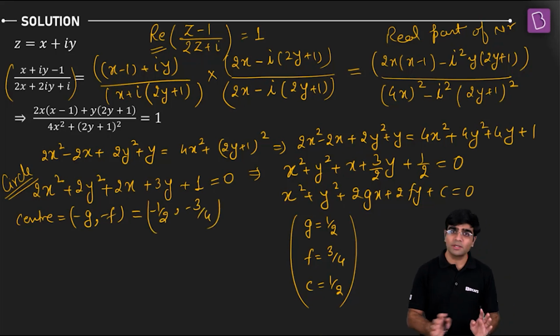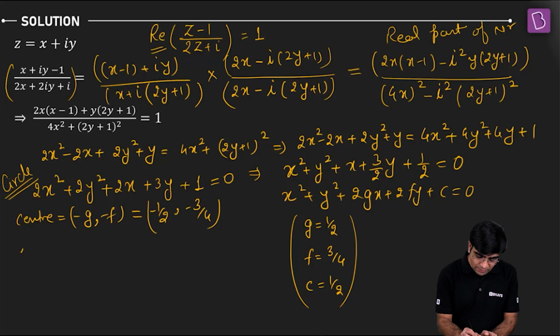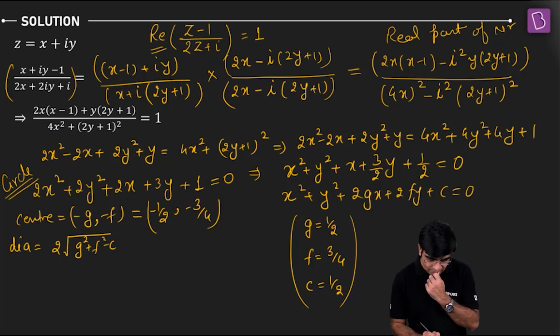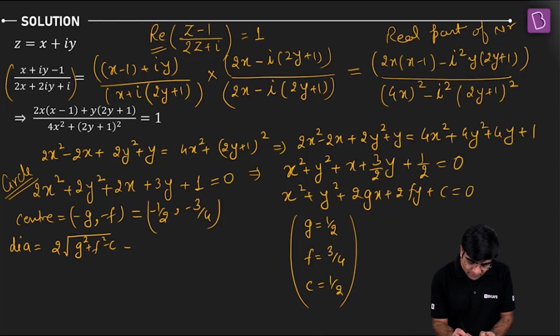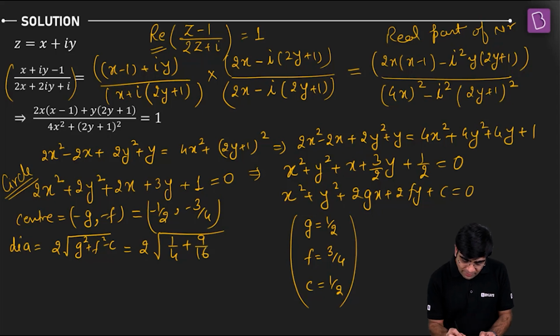Sorted. Now I have to comment on the radius, then only I'll be able to go to the diameter. So I'll directly write the diameter. The diameter is nothing but 2 times root over g square plus f square minus c. Let's plug in the values. So we get 2 root over g square, which is 1 by 4, plus f square, which is 9 by 16, plus minus 1 by 2.